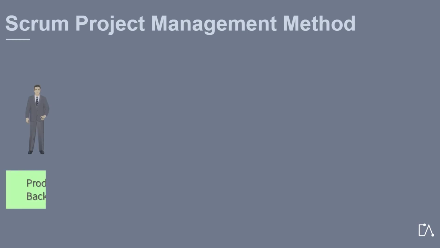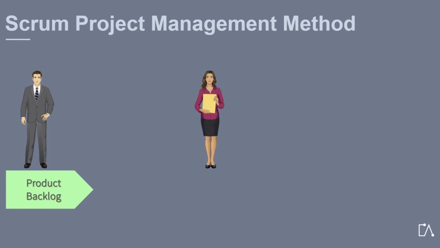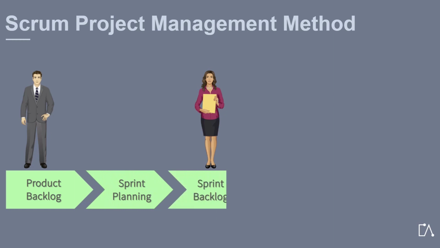In the first step, the product owner makes a ranked list of all requirements, which is called the product backlog. In the next step, the product owner, in cooperation with the Scrum Master, starts with sprint planning by making a sprint backlog that contains a certain number of tasks from the product backlog that can be done in 1 to 4 weeks.